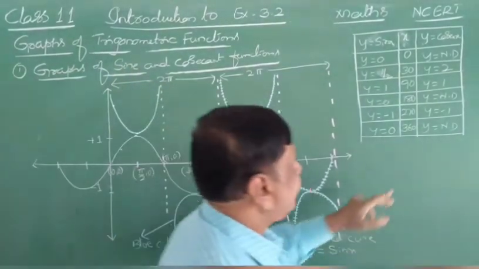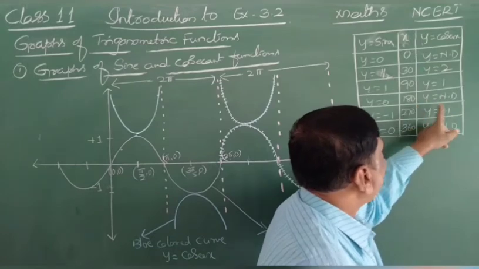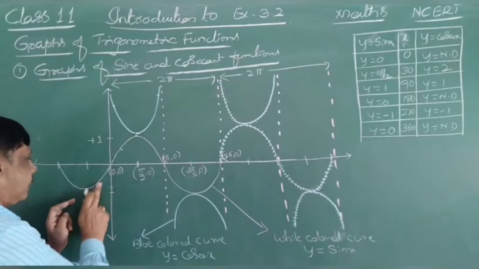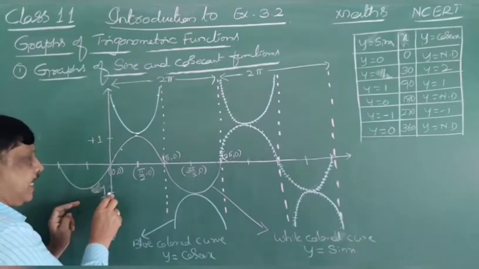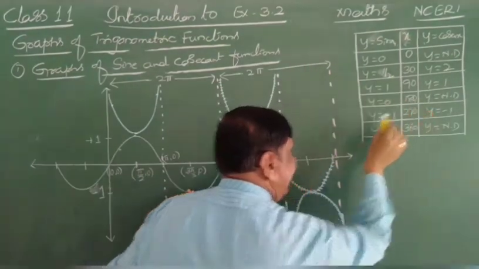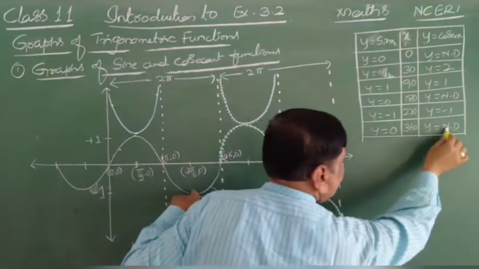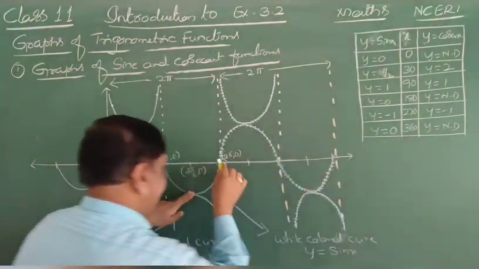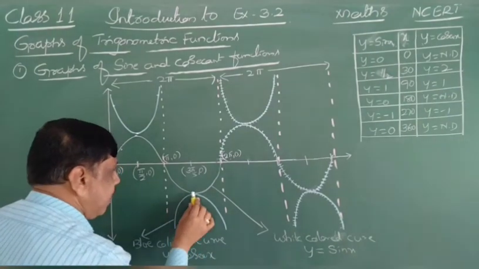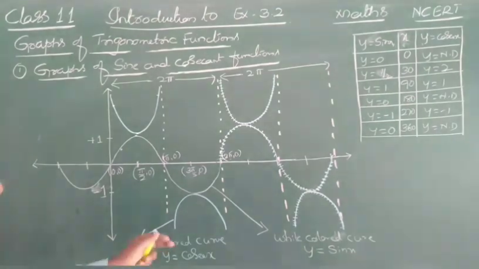Next, when x is equal to 270 degrees, y equals minus 1. Y equals minus 1 comes here, below the x axis. And at 180 it is not defined. Next at 2 pi, 360 degrees, again it is not defined. Therefore the shape of cosecant x is like this. So here there is a smooth curve.